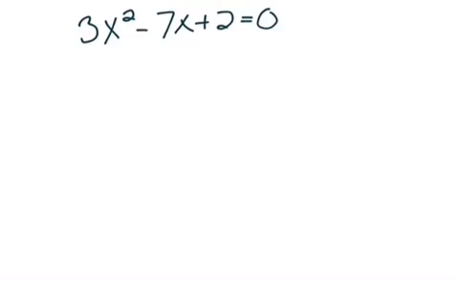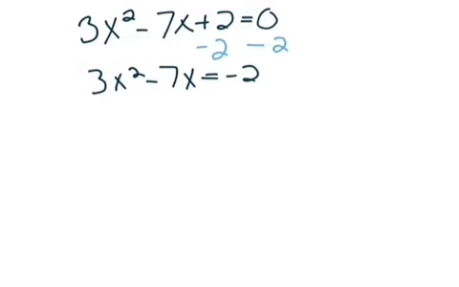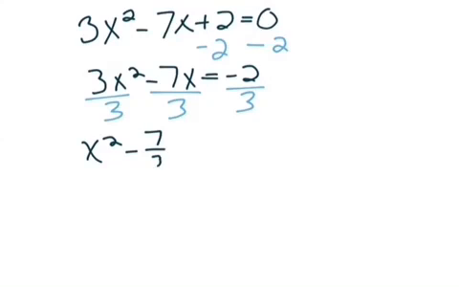Here we have our quadratic trinomial. Remember, first step, we're going to isolate that constant. That leaves us with 3x squared minus 7x equals -2. Then we're going to divide everything by that a, which is the coefficient in front of the x squared. And that gives us x squared minus 7/3 x equals -2/3. Now I'm leaving space because I know I'm going to have to add something in there.